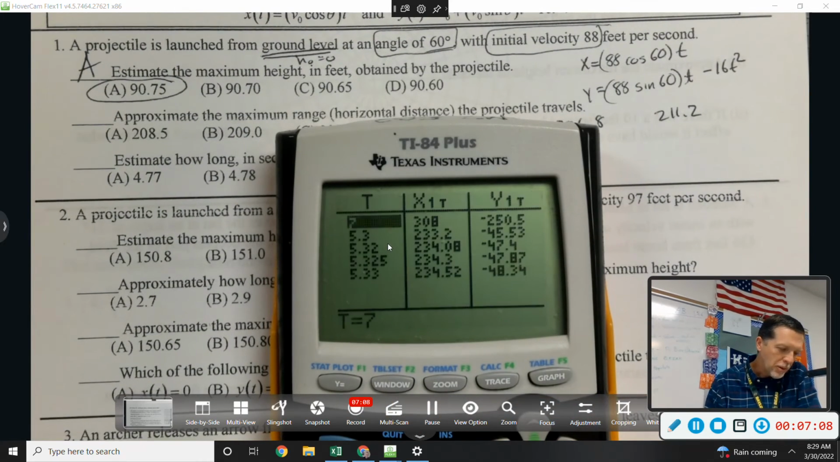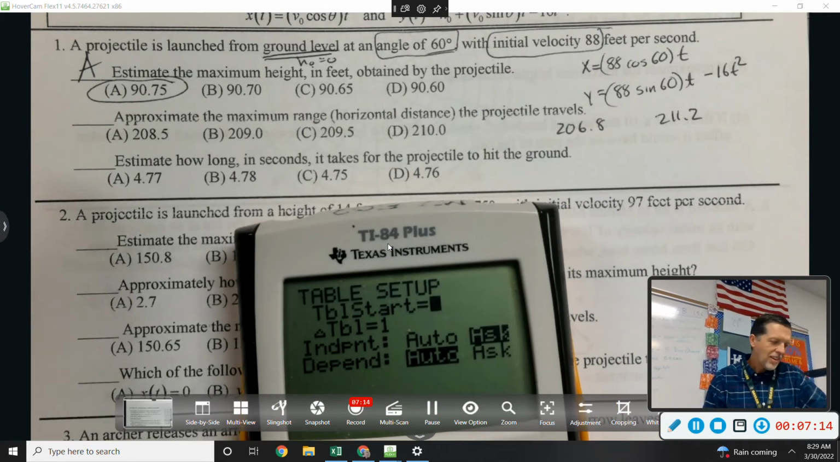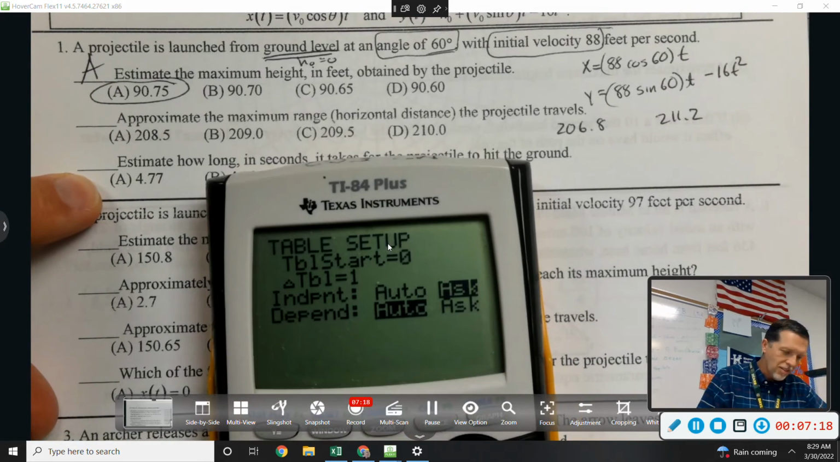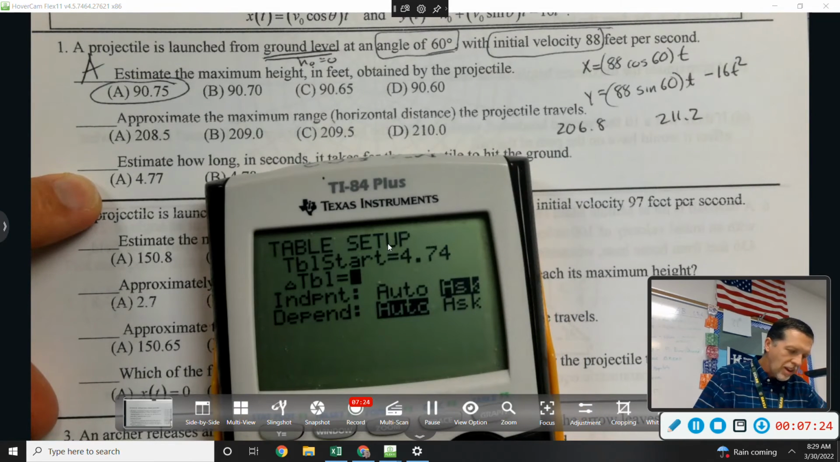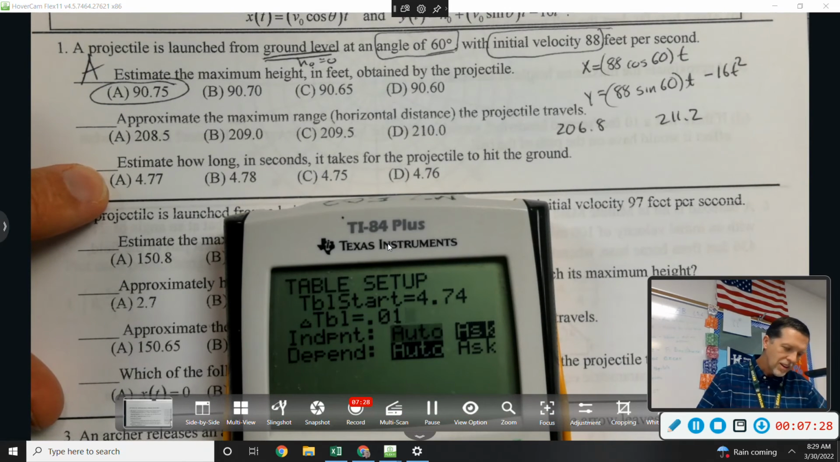Maybe table would have been better. Mine just goes straight to it. Table set. Table start at, I don't know, 4.7, 4.75, 4.74 maybe to make sure we're low enough. And change in table, we want it to be 0.01. Change that to auto.